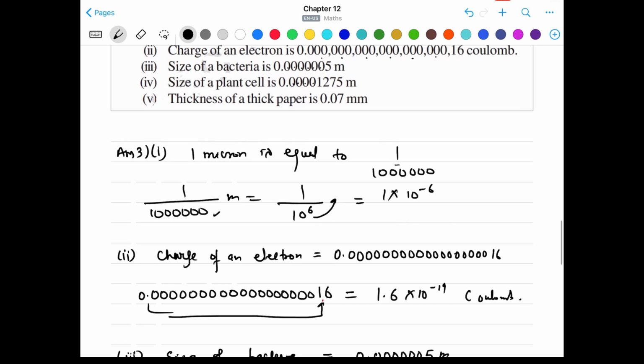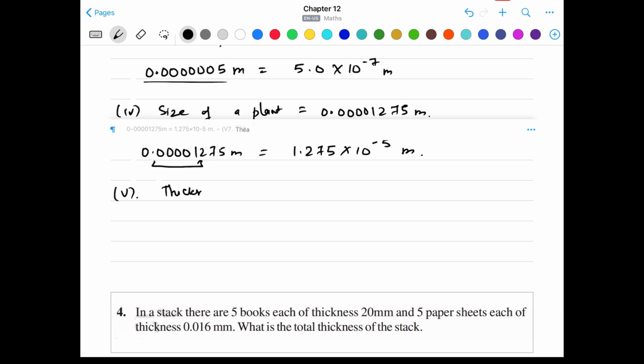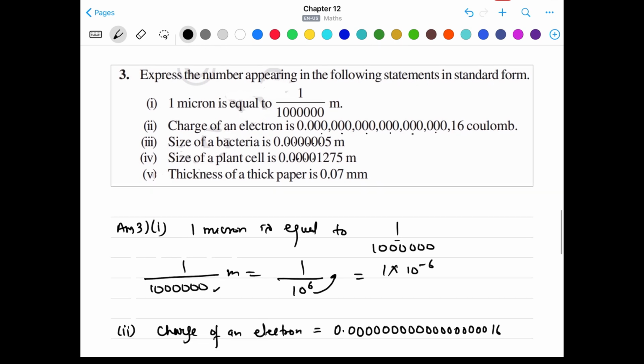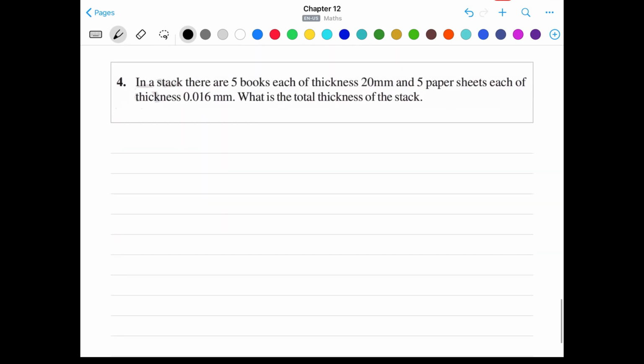Let's see the fifth one. We have thickness of a paper, which is 0.07 mm. Thickness of paper is 0.07 millimeter. As we shift the decimal here, we are moving only two places, so this will be 7 into 10 raised to power minus 2 millimeter. Okay, so that's the answer for part 5 of question number 3. I hope you understood. What we did here is we have written the number in the standard form.